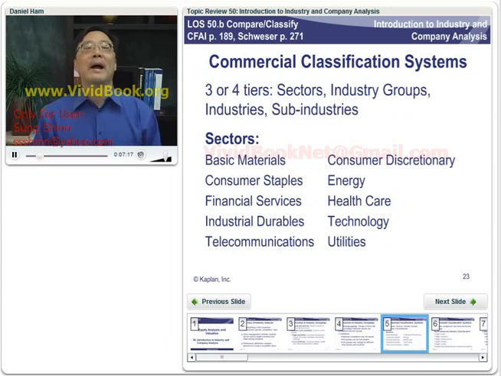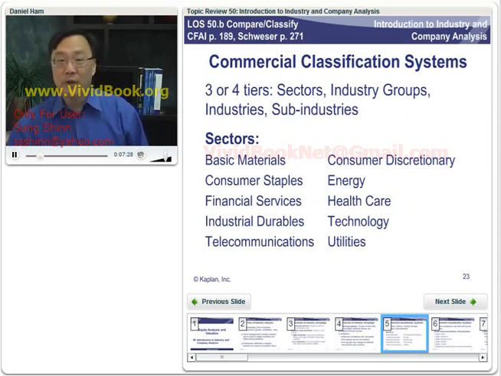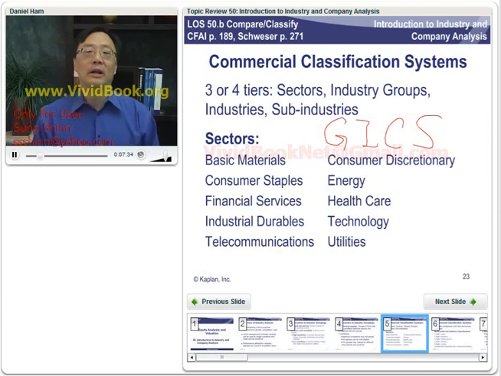Now we're coming back to the product and services idea. For classification systems, there are 2 categories, the commercial and the government. We'll start with the commercial. The example that we see on the slide is called the GICS, which stands for Global Industry Classification Standard. This was developed by Standard & Poor's and MSCI.